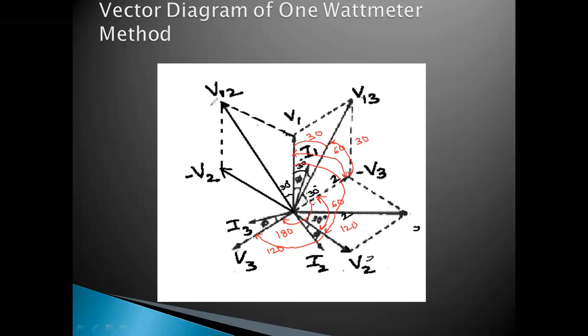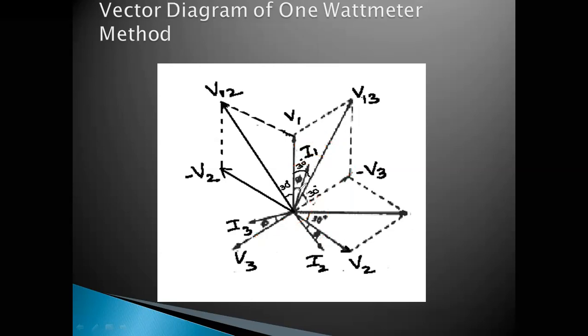Hope you have understood the same. I'll give you a few seconds. Please note it down. I have to clear the drawings because we have come to a conclusion that the angle between V1 and V13 is 30 and the angle between V13 and minus V3 is 30. It's already written in black here. I'm clearing the drawings now.